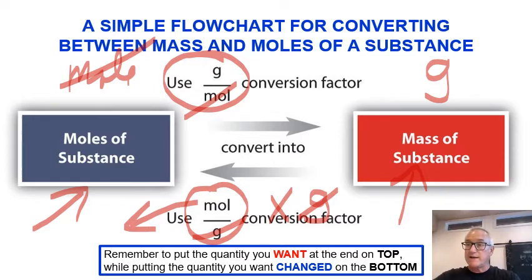Always put the quantity you want on the top. Remember, I've sort of been harping on this for a while to you. I'm sure you're sick of me saying it. Put the quantity you want on the top, and the quantity you want to change gets put on the bottom. So that way you cancel what you want to change and you're left with the quantity you want, okay?